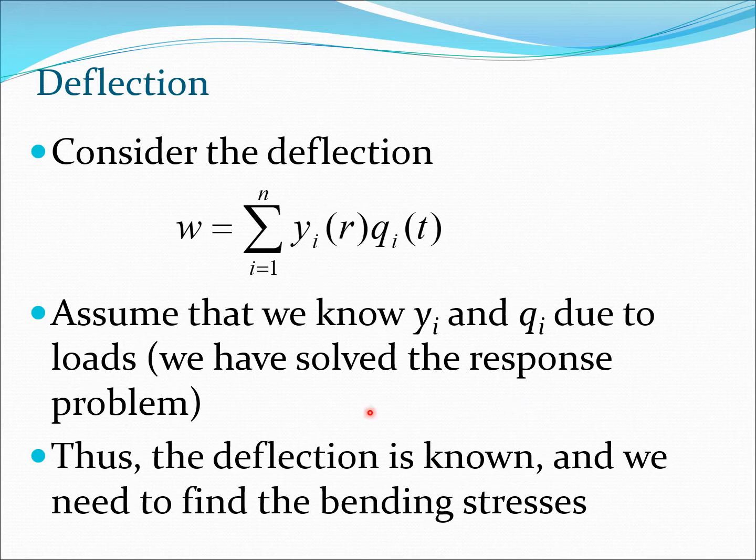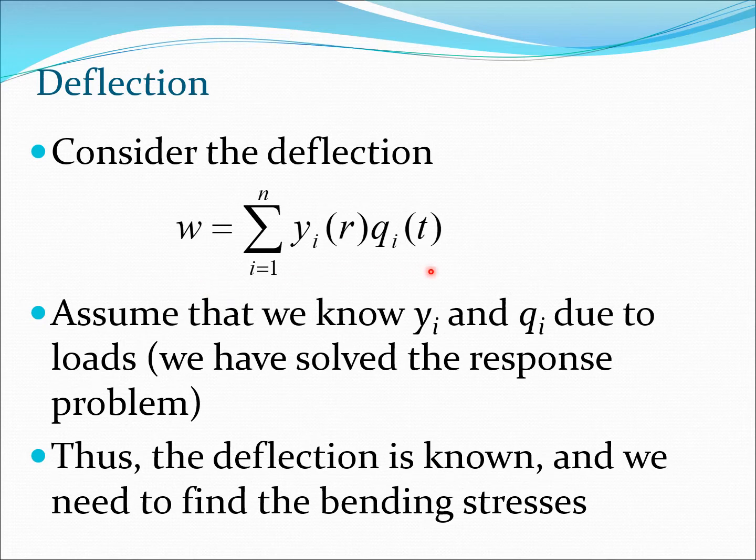Now, let's start with the typical problem and split this deflection which we have obtained using some method into two parts. So, one is a spatial part which is y_i function of r, and the second is a time dependent part which is q_i of t. Now, here we are assuming that we have solved the response problem, that is, we have solved the system M q double dot plus C q dot plus K q is equal to F of psi, and therefore at the end of this solution procedure we have this solution in this particular form.